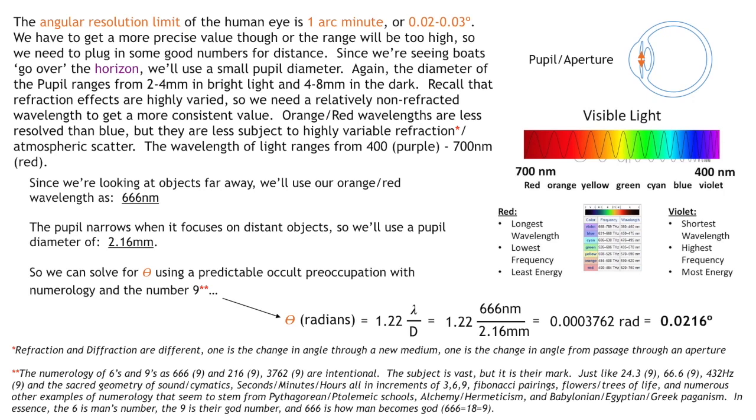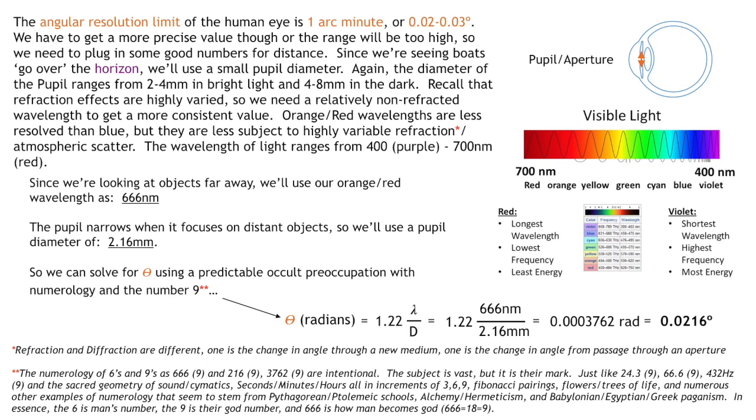So again, I chose these numbers on purpose. The numerologies of 6s and 9s, as 666, which adds up to 9, and 2.16, which also adds up to 9, and 3762, which also adds up to 9, are on purpose, very intentional. The subject is vast, but it is their mark.